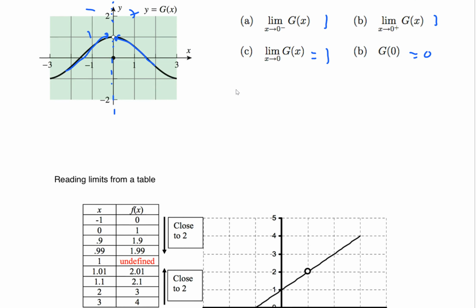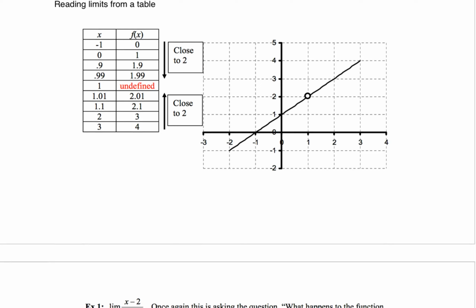So next, reading limits from a table. It's essentially the same idea, right? So this one's already kind of done for us. Here's our x values. Notice how 1 is undefined. We're looking at the limit as x approaches 1. So we're going to do the same thing. We're going to get close to 1 from the left, so below numbers. As you get close to 1, what's going on?